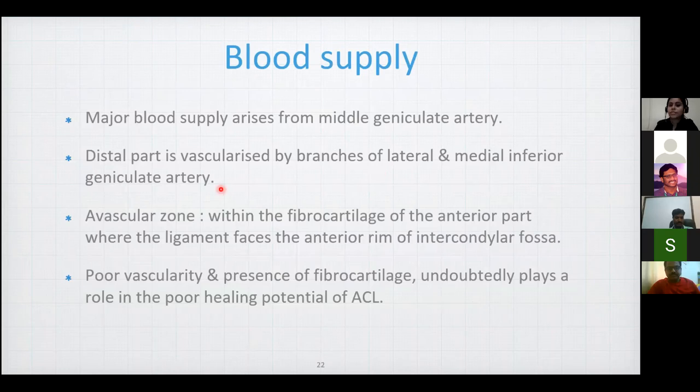Let us now see the blood supply. Major blood supply arises from the medial geniculate artery. But we know there is homogeneous distribution of blood supply around the ligament. So the distal part is vascularized by branches of the lateral and medial inferior geniculate artery. There is an avascular zone. Every ligament has an avascular zone, within the fibrocartilage of the anterior part, where the ligament faces the anterior rim of the intercondylar fossa. The poor vascularity and presence of fibrocartilage undoubtedly play an important role in the poor healing potential of the ACL. This is a setback of ACL injury.